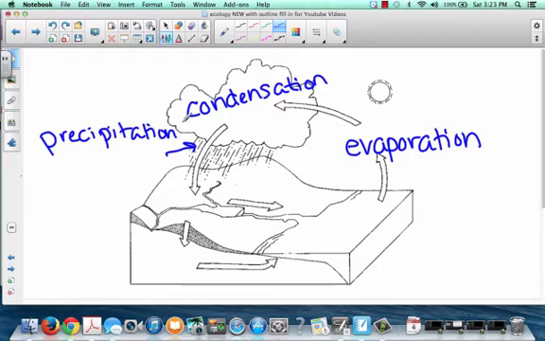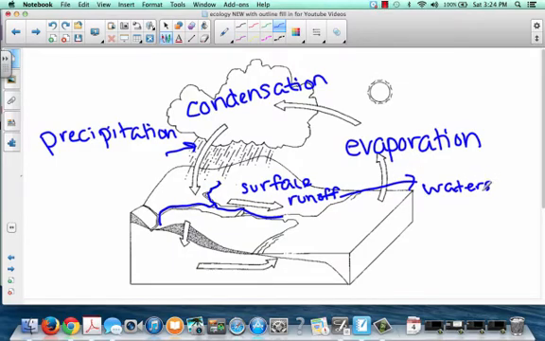Now, precipitation doesn't always have to be rain. It could be snow, sleet, hail, anything that falls from the sky. These streams and rivers here, okay, we call that surface runoff. A couple words I want you to link. I want you to link the word water shed to that, because it's going to be the next thing we talk about.